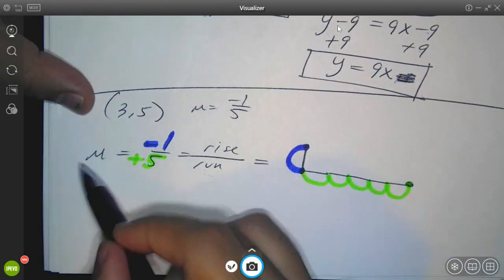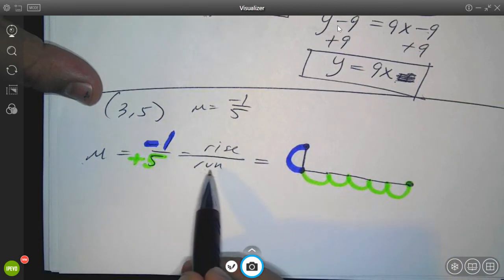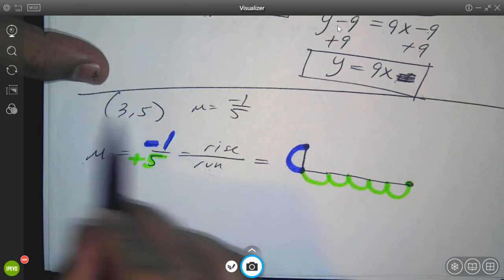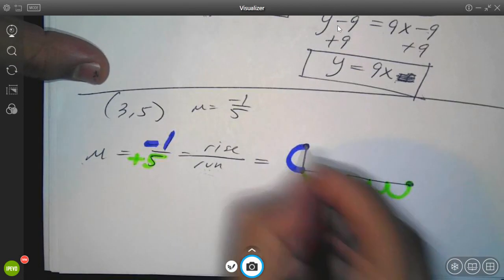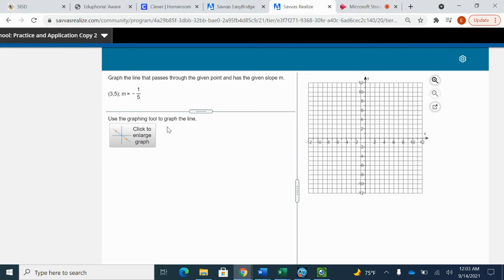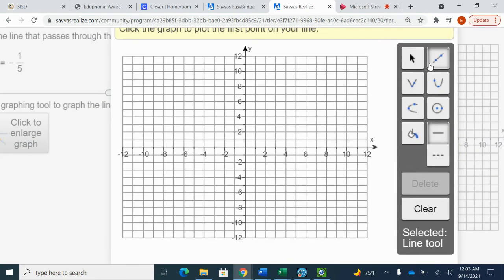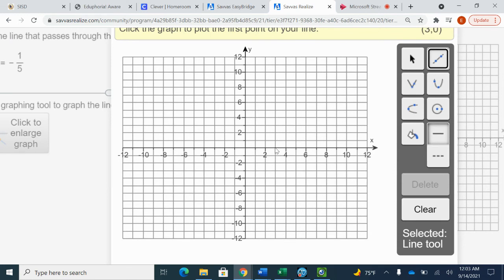So again, the slope, this is the triangle they always end up with. Notice how we always start with rise and then the run. But again, we don't really need to write the equation. All we need to know is how to graph this. So let's go to the point 3, 5, which is right here.